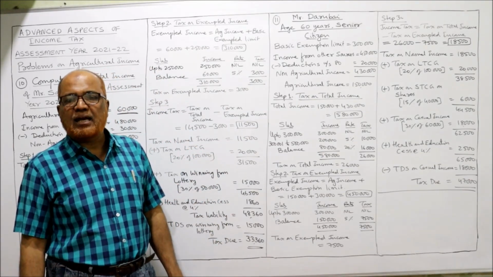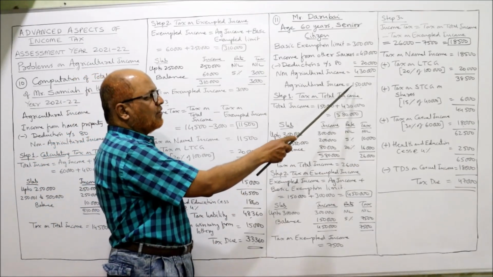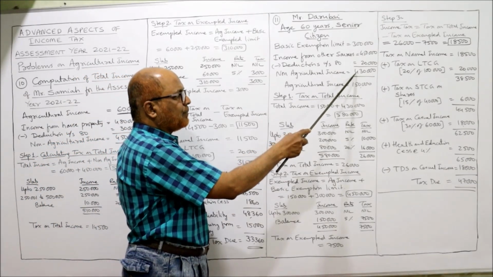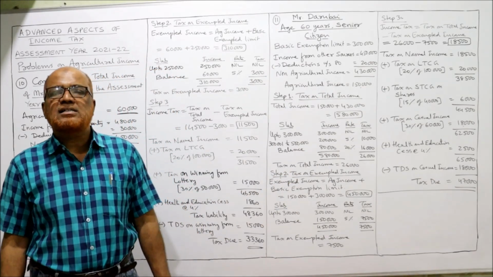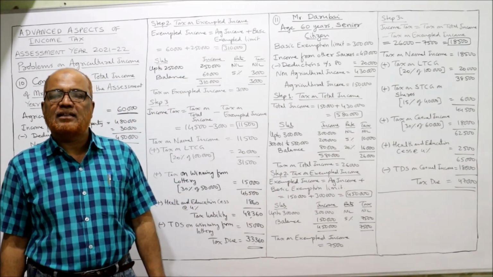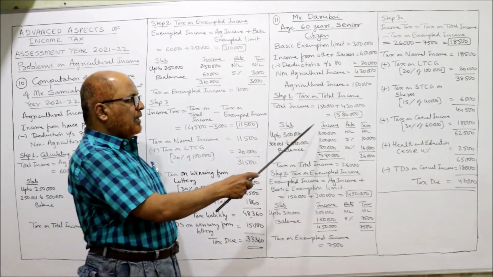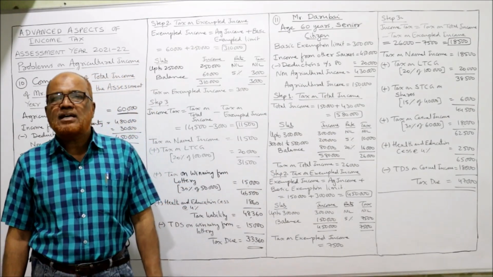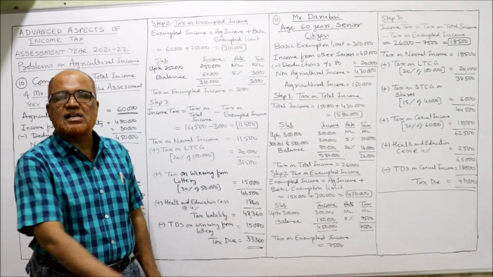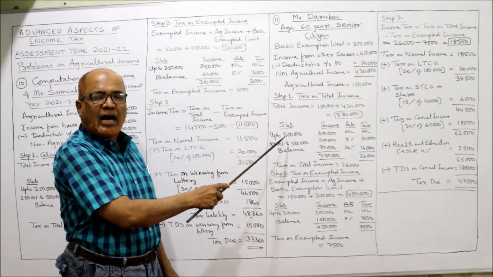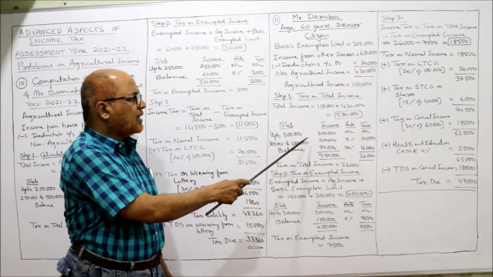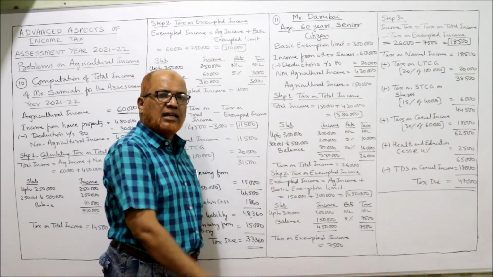Step 1, tax on total income. Total income means agriculture income plus non-agri. Agri is 150, non-agri is 430. So 150 plus 430, 580. Now we have to calculate the tax on 580, 5,80,000. Slab income rate tax. The basic exemption limit for senior citizen is 3 lakh. So up to 3 lakh, first slab, income 3 lakh, rate nil, tax nil.